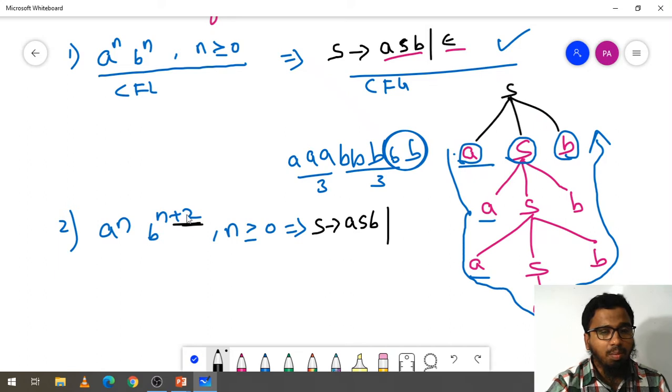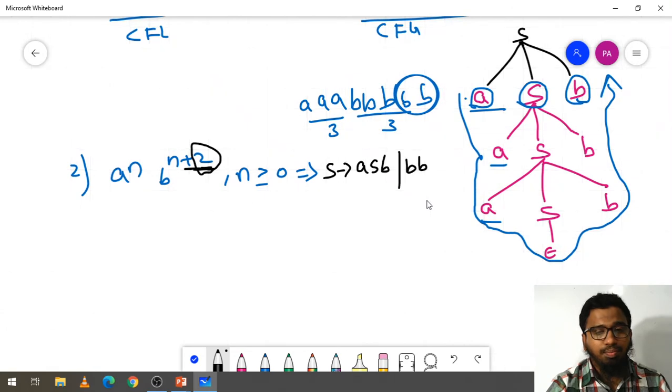Whatever the number is, for that terminal, that many times you need to write B here. Why am I writing this 2? Because here is 2. If we have 3 here, you need to write 3 here: B, B, B. Okay, so this is the grammar.